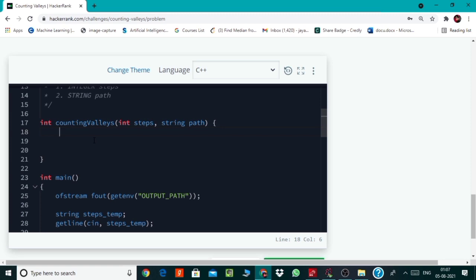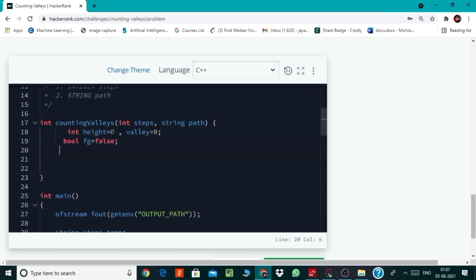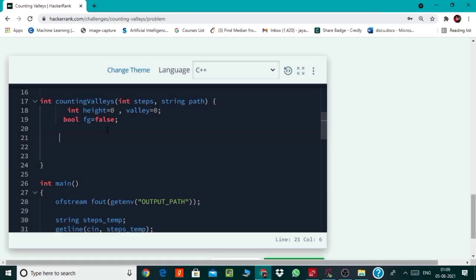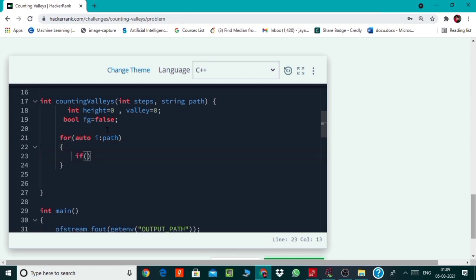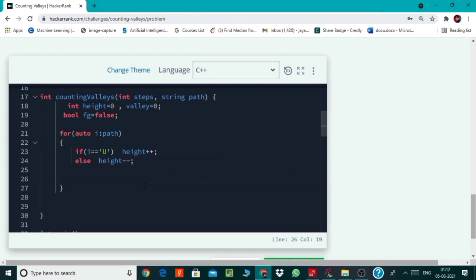So let's code it. First I will make some initializations. Here height is 0, valley count is also 0 and flag is false, and we will be iterating through this loop. If the character is U, then we will increase the height, otherwise it will be D, so we will decrease it.